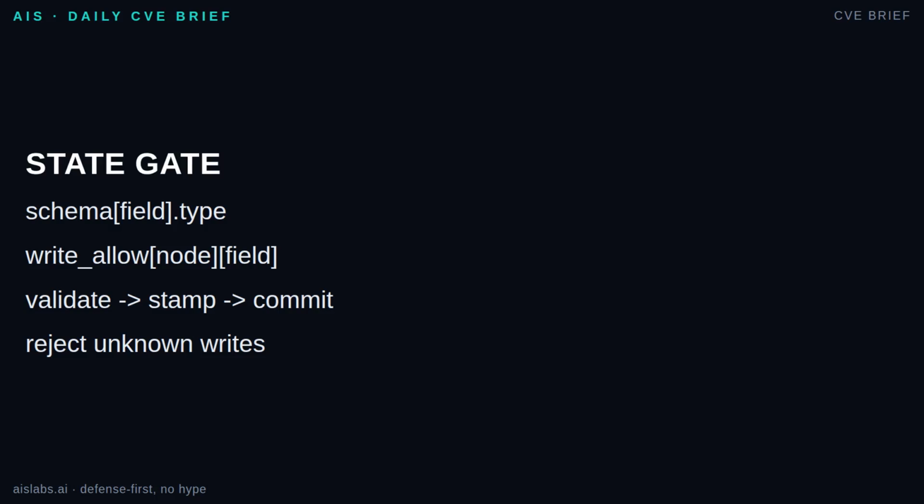Step 3. When a node returns an update, do not merge it directly. Run validate field exists, validate type, validate node may write it. Validate required provenance if the field represents an external claim. Step 4. Stamp the write with author node and timestamp. Step 5. Commit or reject. Rejection should be loud, structured, and visible in traces.